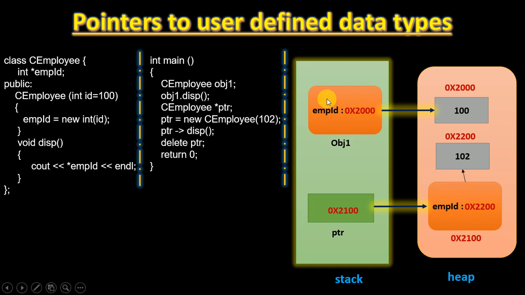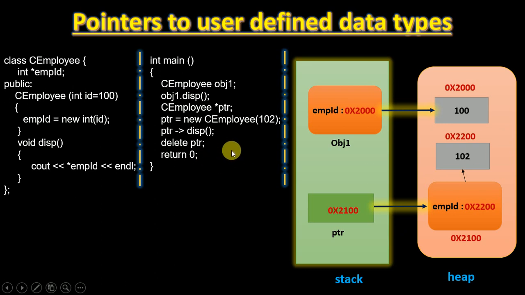For the stack segment object, we have a name called obj1. For the heap segment object, we don't have any name. We have to access it through the pointer only. So if I want to display these values, I use obj1.display. But if I want to display the values of this, what do I have to do? ptr->display. Till now it is not an issue.